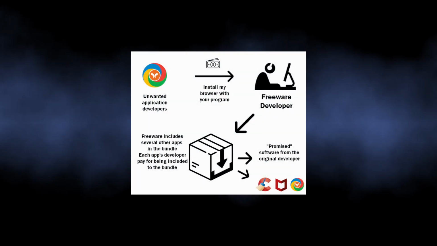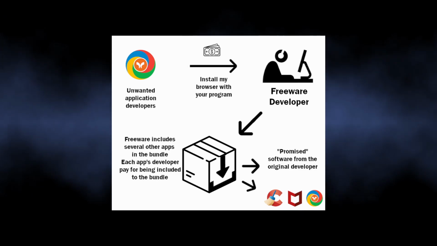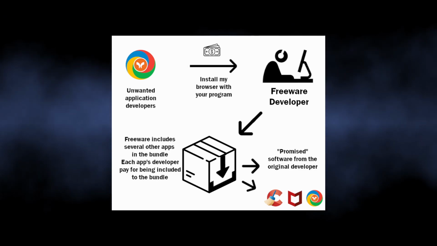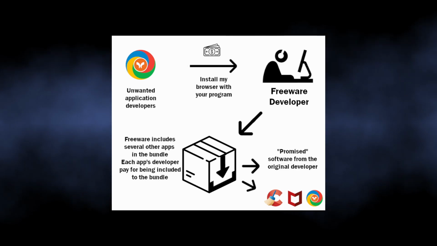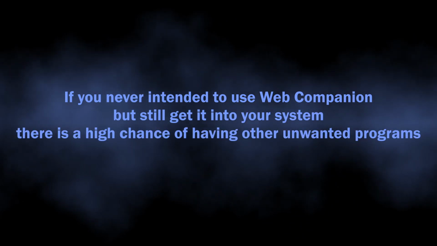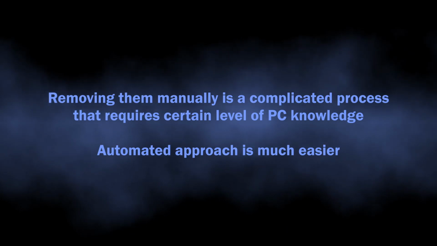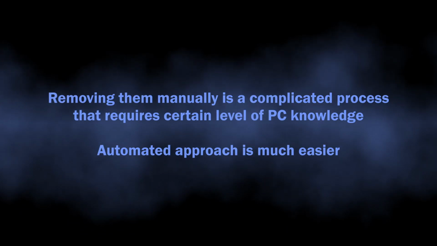Bundling is considered an unwanted software spreading practice by the majority of security vendors, and quite a few apps got the status of an unwanted program because of this. So, if you never intended to install Web Companion and this thing runs in your system along with several other programs of unknown origin, the best option will be to remove them all. Thing is, tracing and removing all of them will take quite some time and effort.